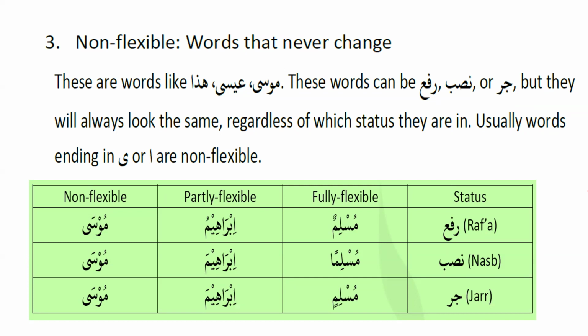They have no u, a, e sound. Whatever they are, they stay as it is. Okay, so haza is one of them, and there are many more non-flexible words, not the prophets' names. Prophets' names, only four: Musa, Isa, Zakaria, Yahya.